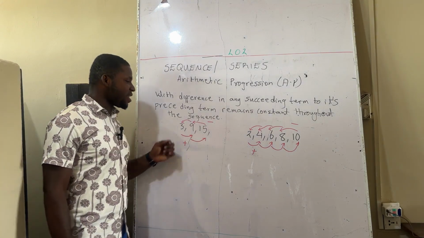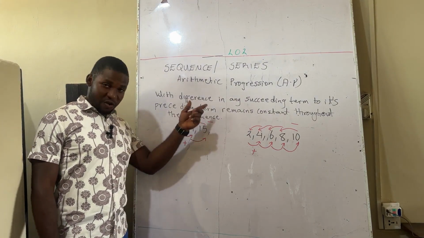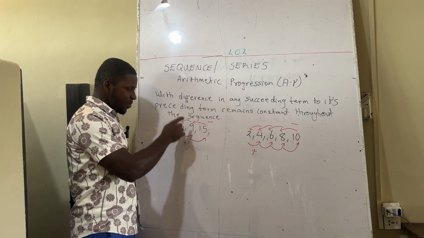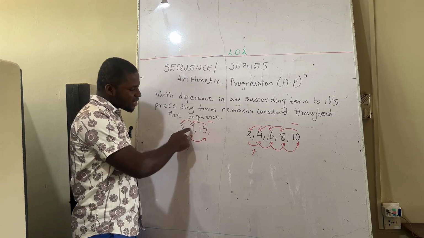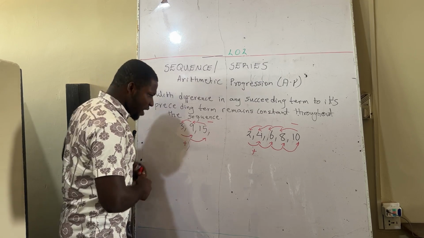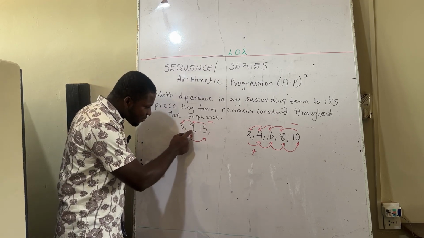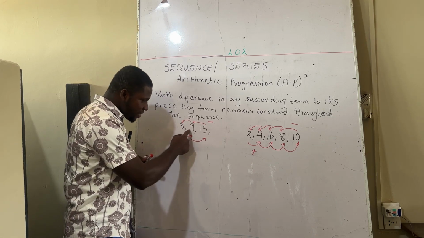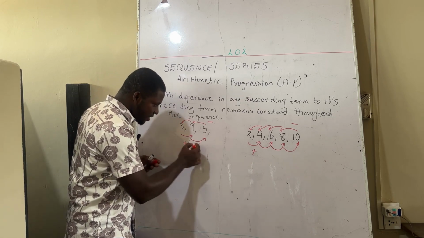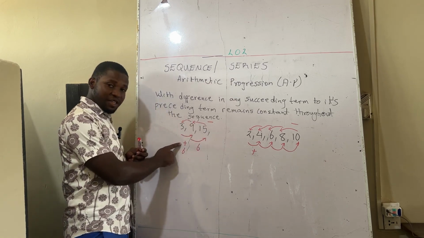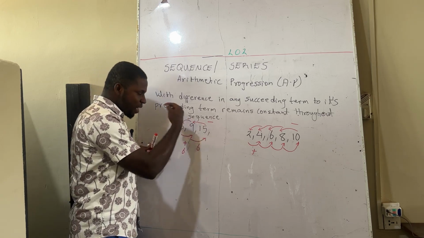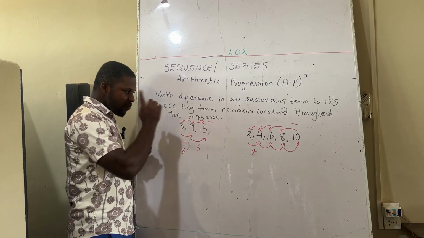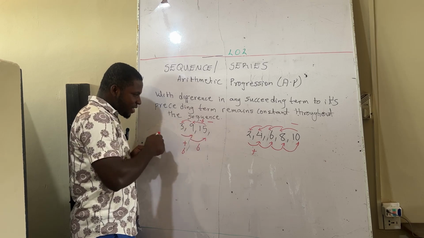We have 3, 9, 15. We can continue. Whenever you add 6 to 3, you will get 9. And when you add 6 to 9, you will get 15. So it means that we are adding 6. Adding 6 to 9, you get 15. We are adding 6. That is why this side is positive. Let's look at the reverse. When you subtract 6 from 15, you get 9. When you subtract 6 from 9, you get 3.